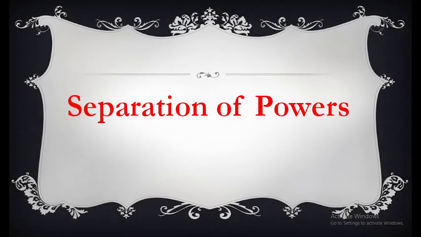Now, let's come to the next topic of our discussion, separation of powers. As we have already discussed before, when we talk about division of power, it is a vertical division of power between the center and states. But when we talk about separation of powers, it is a horizontal division of power between three equal government agencies or branches of government, that is the executive, the legislative, and the judiciary.